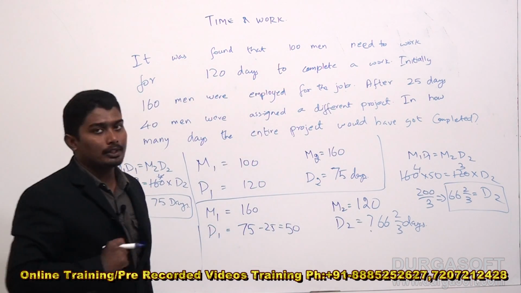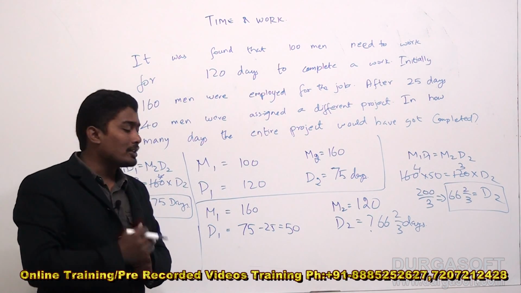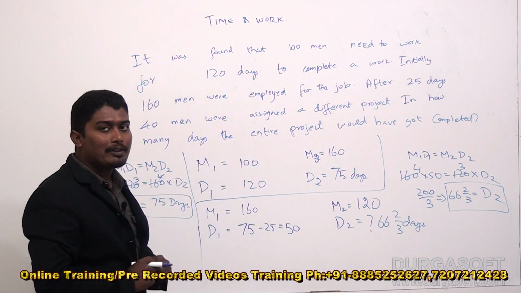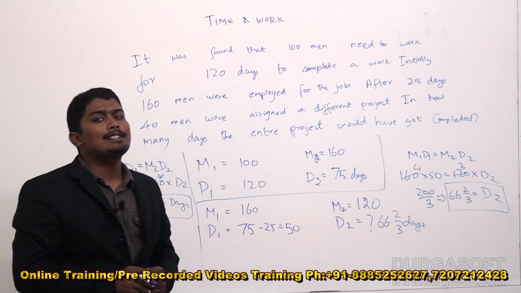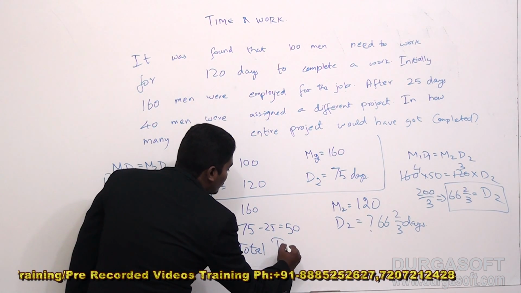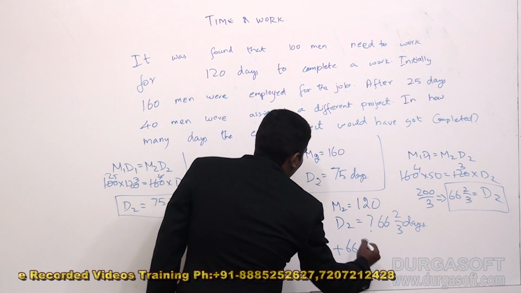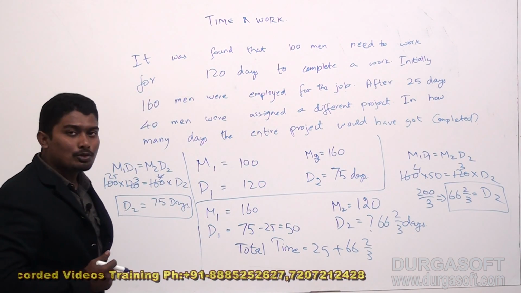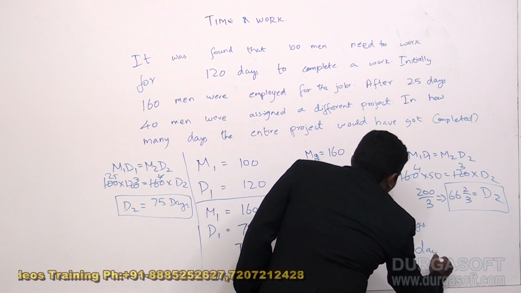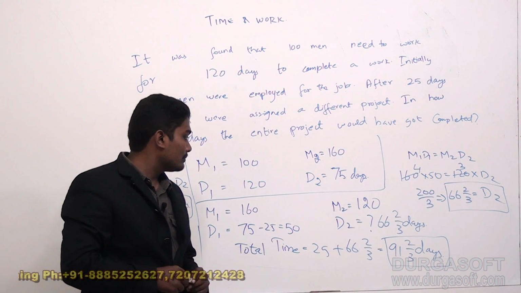But the answer is still not over. The question is, in how many days the entire project will get finished? I know that 160 men will work for 25 days. Remaining 120 men will work for 66 2 by 3 days. So total time required will be 25 plus 66 2 by 3, so 91 2 by 3 days. This will be the answer.